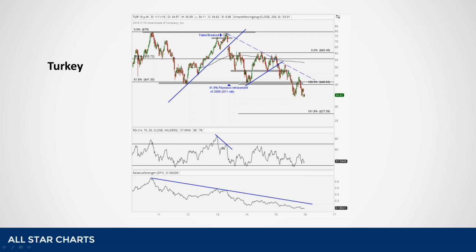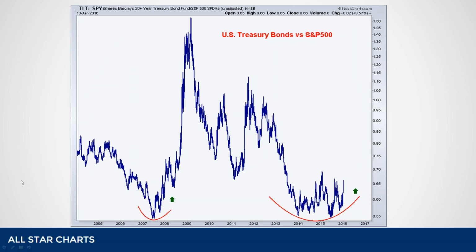We only want to be short Turkey if price was below 40. Above 40, we don't want to be short. And sure enough, here we are in the mid-30s. And I think we're heading down towards 27, which is the 161.8% Fibonacci extension of the 2014 rally. I think that's where we're headed. And I would be selling any strength towards 40 in Turkey.